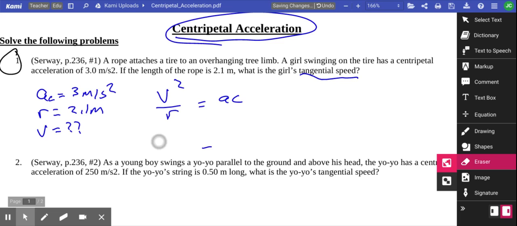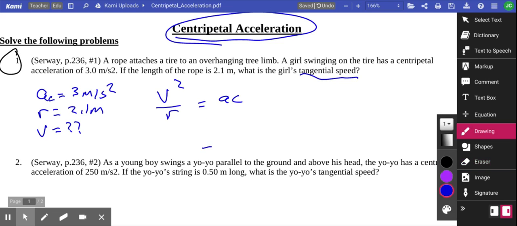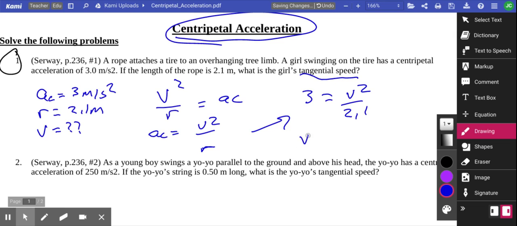The computer just jumped on me here. Centripetal acceleration is equal to v squared over r, which then means that we would have 3 is equal to v squared over 2.1. So v squared is equal to 3 times 2.1. We're going to take the square root of that.